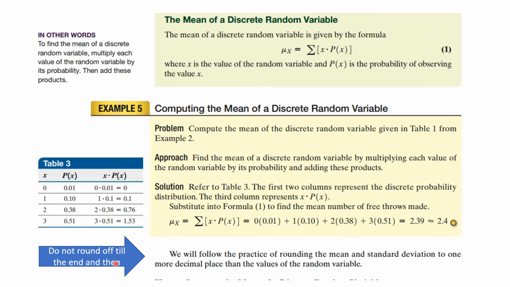Now, this is strong advice to you, guidance for the entire course, I think: do not round off until the end of the problem. And the practice, and this is what Sullivan says in his book, so if you're checking the answers that he has, this will help you do that, is that we will follow the practice of rounding the mean and the standard deviation to one more decimal place than the values of the random variable. That's just making it so you can understand that. So here the values it takes on are the units 0, 1, 2, 3, but we round to the tenth, but we wait till the end of the problem to round anything off.